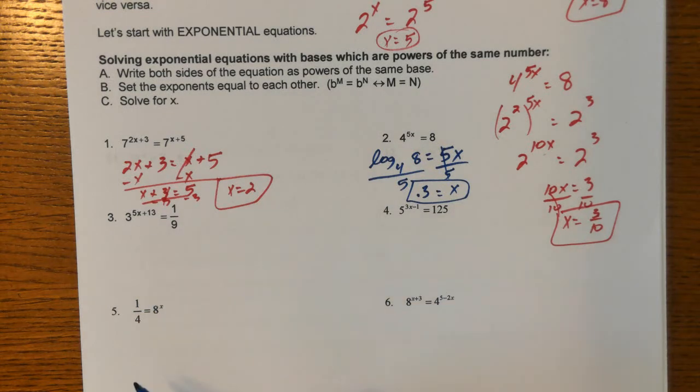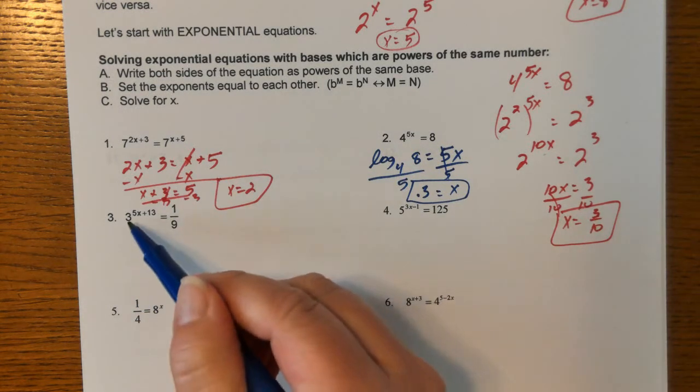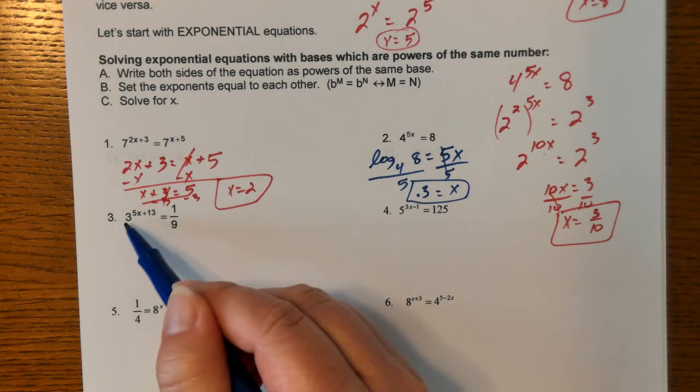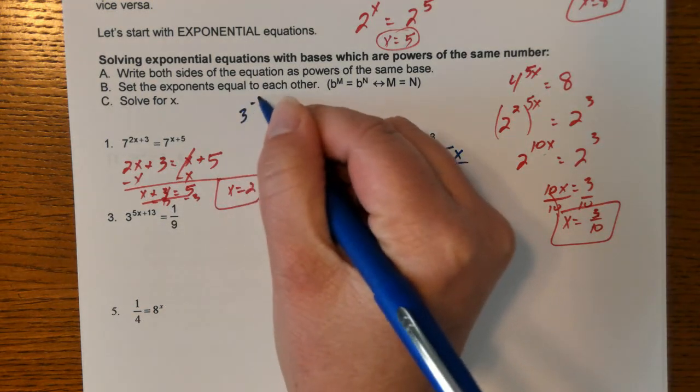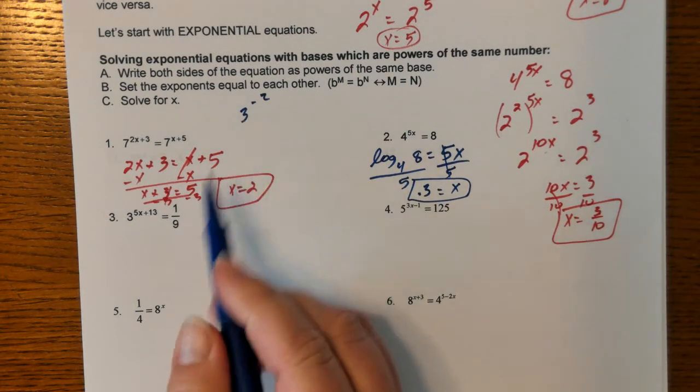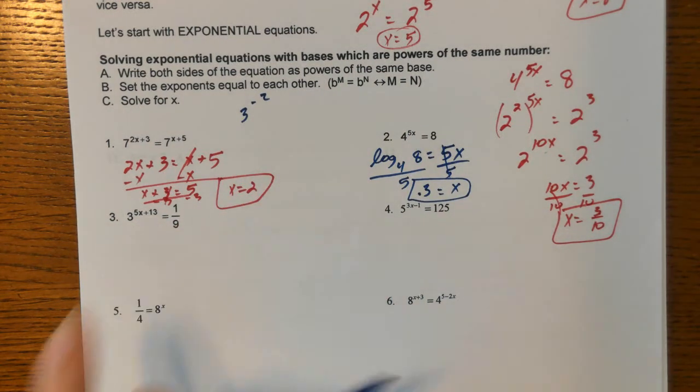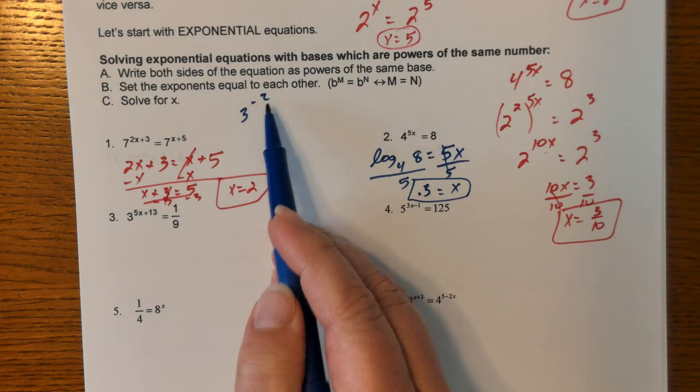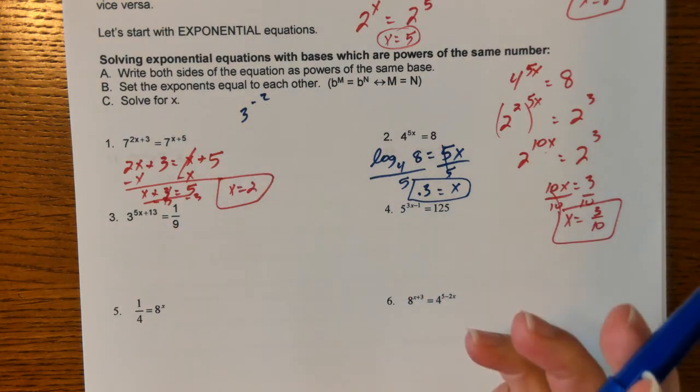Again, this is an exponential. Believe it or not, 1/9 can be written as a power of 3. It can be written as 3 to the negative 2. So if you rewrite this as 3 to the negative 2, both sides will have a base of 3. You'll be able to set the exponents equal to each other: 5x plus 3 equals negative 2, and solve.